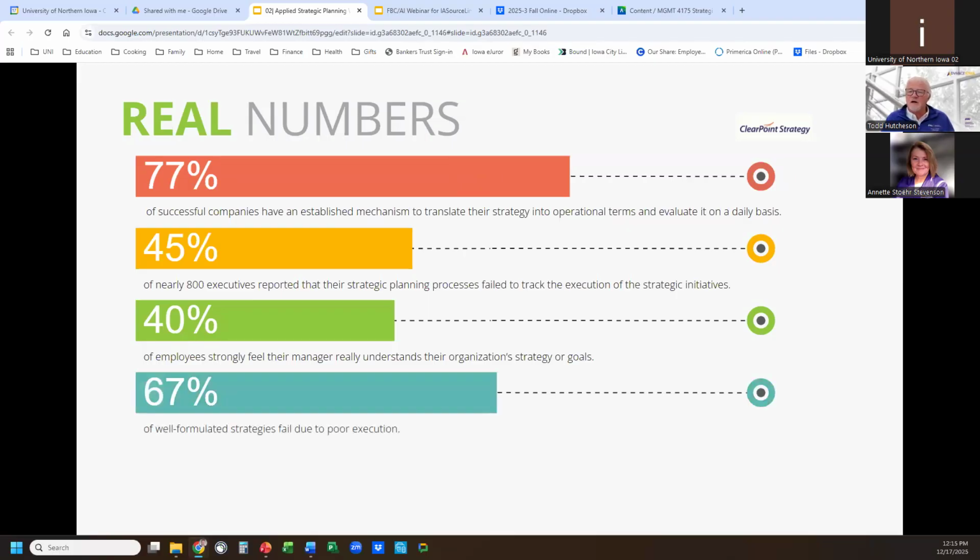65% of well-formulated strategies fail due to poor execution. So you've probably heard this 1,000 times, but the best laid plans can fail due to poor execution. You have to be able to go out and execute. My favorite NFL team is the Kansas City Chiefs, and they failed this year. They had great plans, but they failed to execute. And you can be really, really strong in planning and not strong in execution and not be able to carry it out.